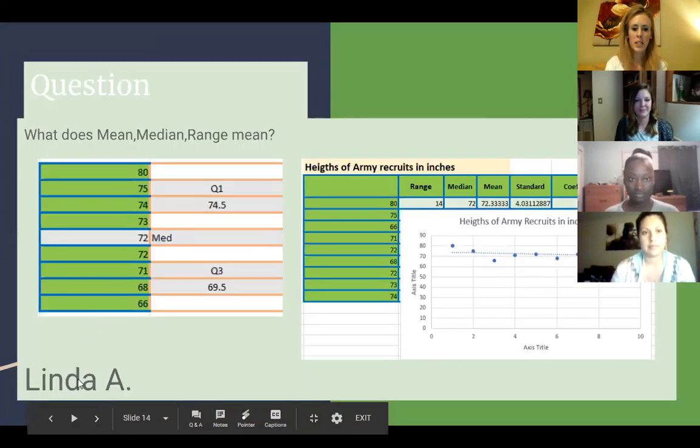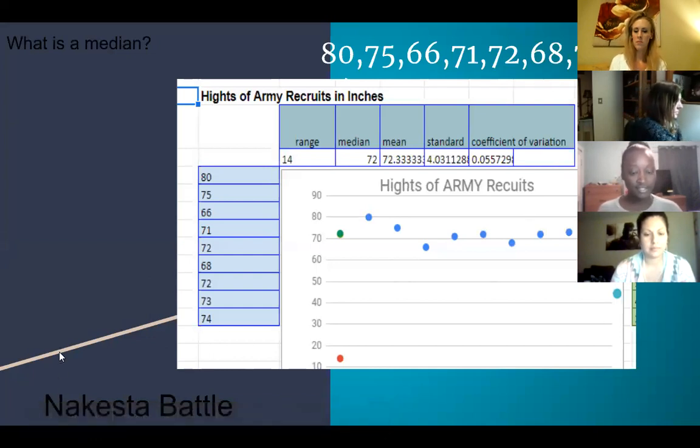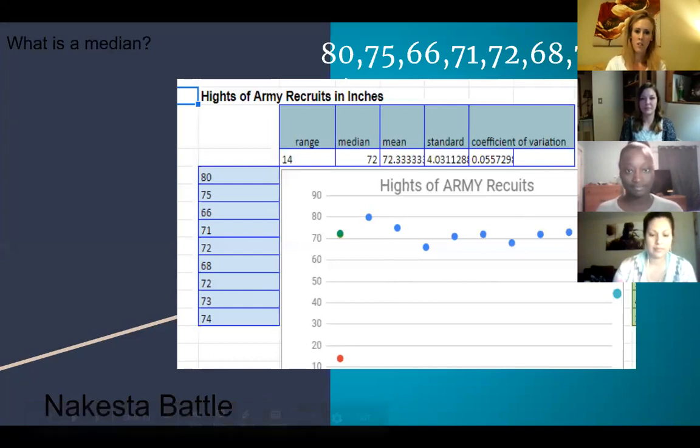Nakesta, what is a median? A median can be used in a set of data. It is a number that is halfway in a set. Some call it a middle number. A median can be used in different types of data. It is the value separating the higher half from the lower half of a list of data. Okay.